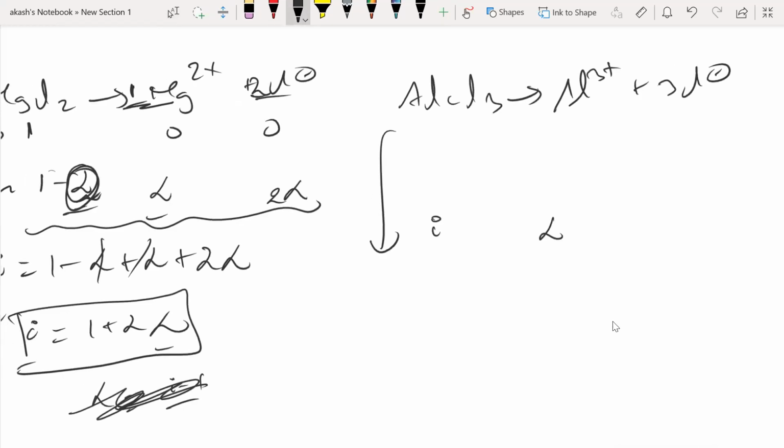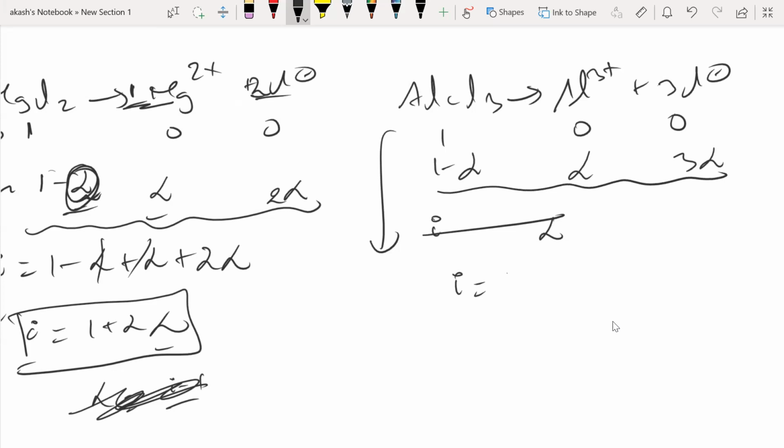Sir, just do the same thing. 1, 0, 0. Now here, obviously, out of this one, some alpha will react. Alpha. Here, what will I get? Alpha. Here, alpha. What will I get? Three alpha. Right. So now, yes, i is total number of moles at equilibrium. That is 1 minus alpha plus alpha plus 3 alpha. Basically, i, what I have, is 1 plus 3 alpha. Yes, sir. Right. So like this, you don't have to remember the formula.